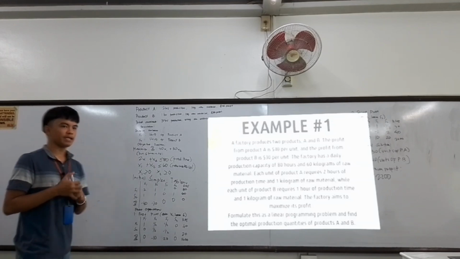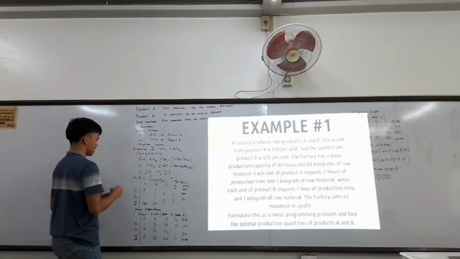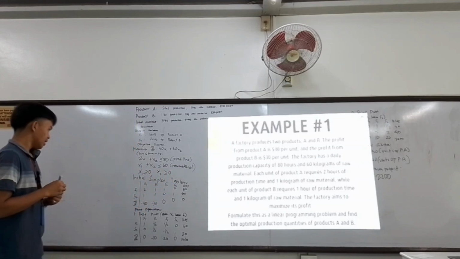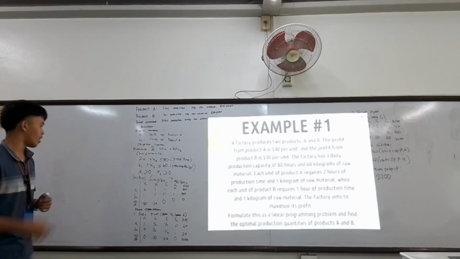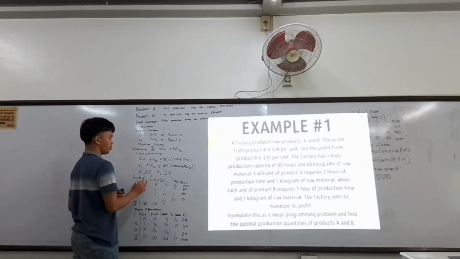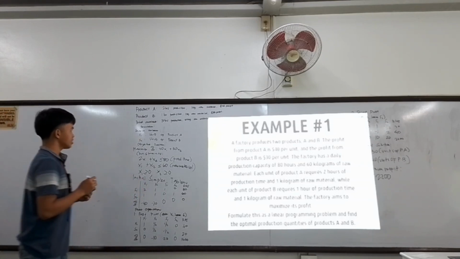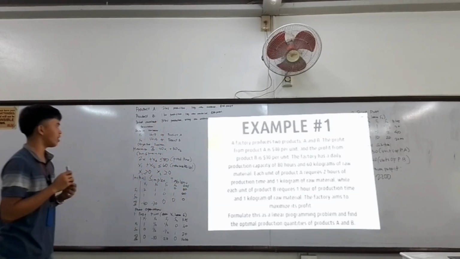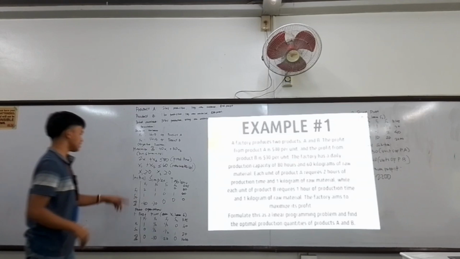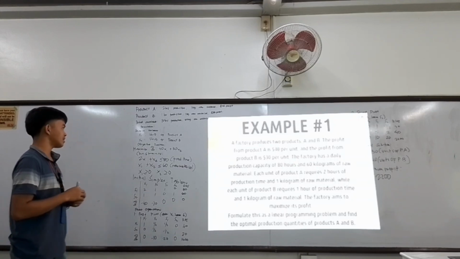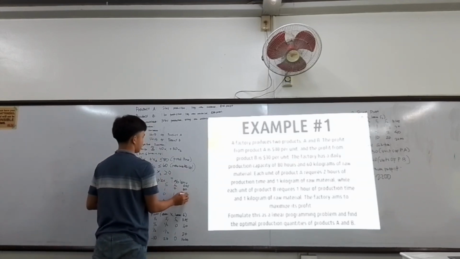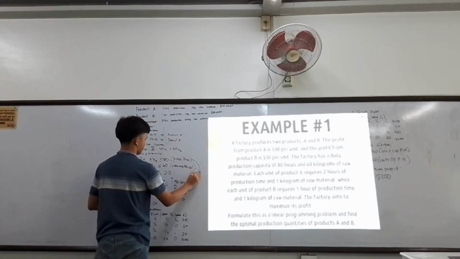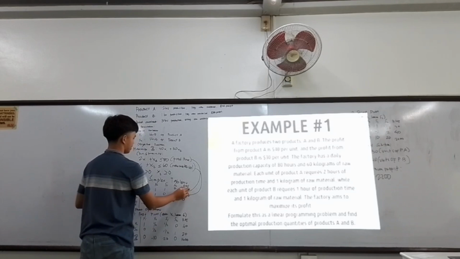For the initial simplex table, we have S sub 1 and S sub 2 and the RHS. For S sub 1, we have the row 2, 1, 1, 0, 80. So we copy the 80 here from the total available of 80 hours production. And for S sub 2, we have 1, 1, 0, 1, 60. So the 60 here is for raw material. So we have here the production time and the raw material.